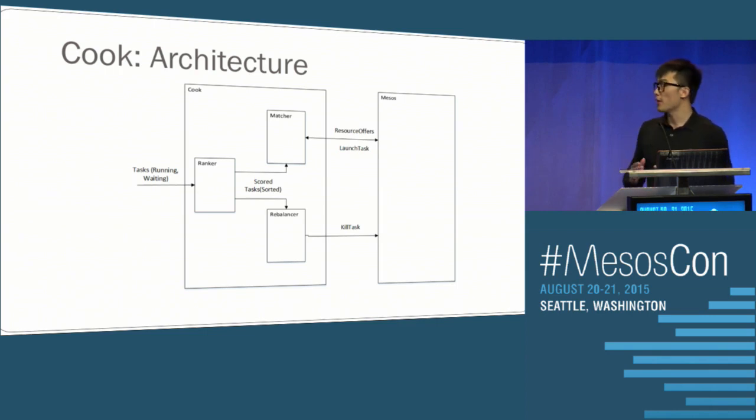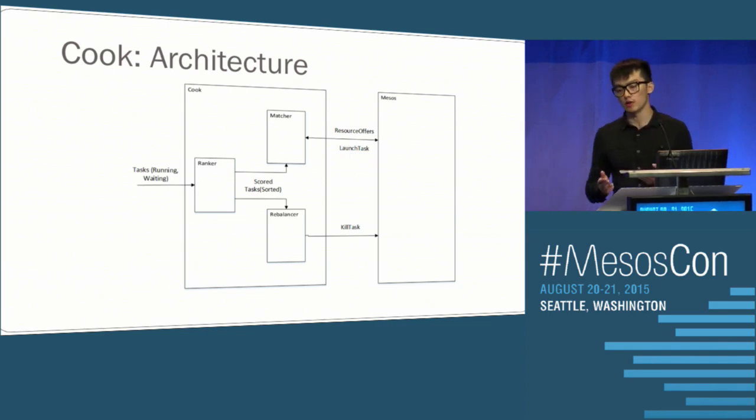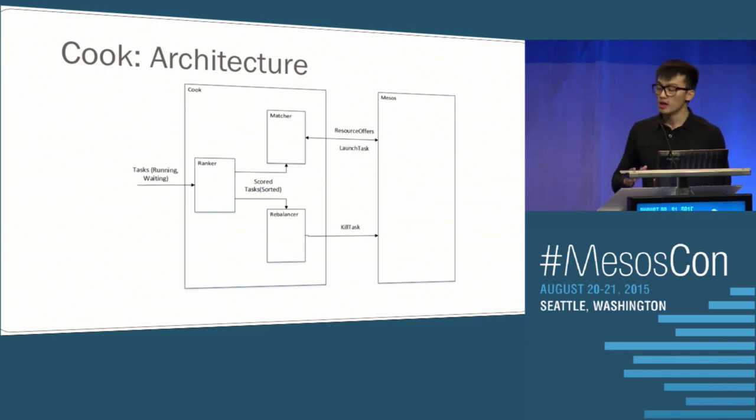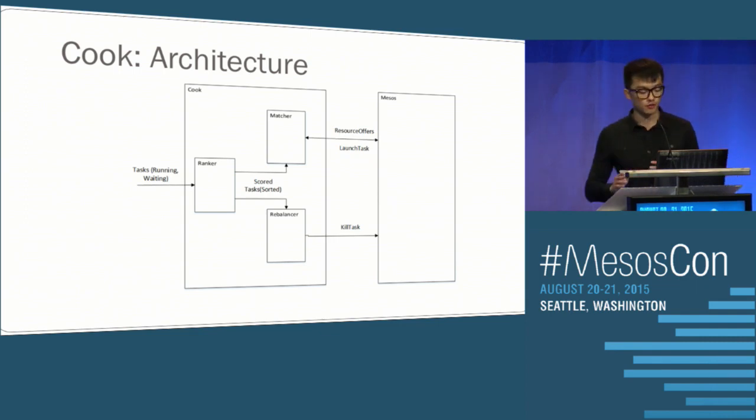This list is then passed into two components. The one on the top is called the matcher, and its functionality is also simple. It tries to match the list of sorted tasks with the offers it gets from Mesos. It's trying to use those offers to run a more important task. And the one on the bottom is called the rebalancer. The rebalancer is the component that actually does the preemption we've been talking about so far.